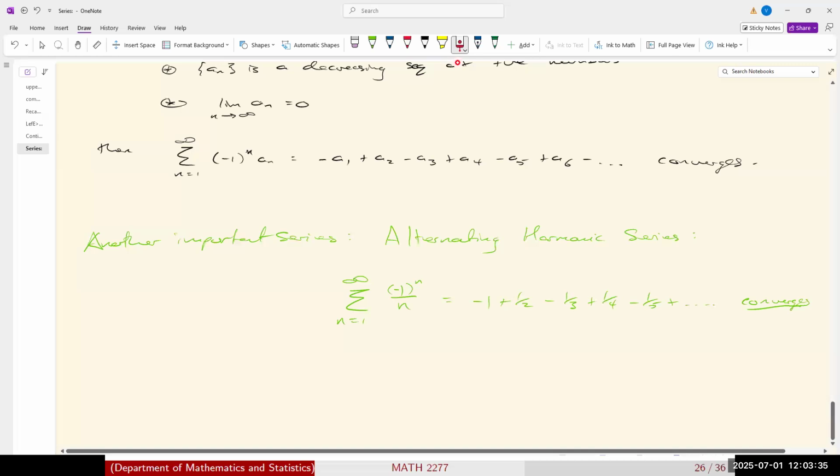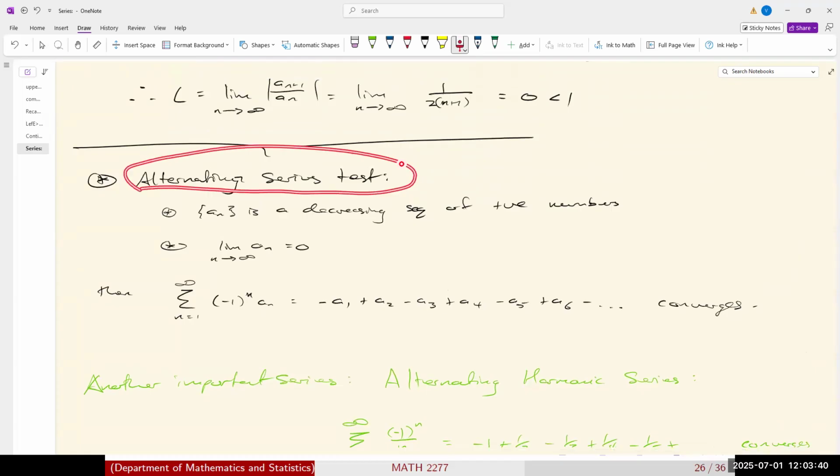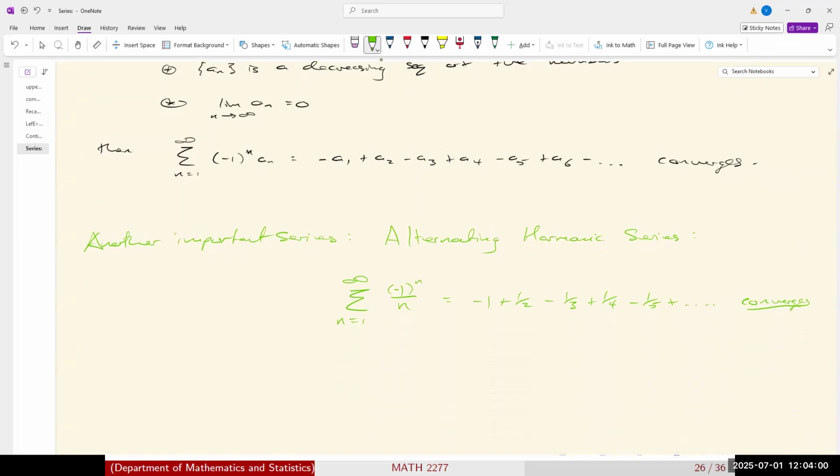So the harmonic series diverges, but the alternating harmonic series converges. How do you show the alternating harmonic series converges? You apply the alternating series test, because an, in this case, is 1 over n. An is a decreasing sequence of positive numbers. The limit of 1 over n is going to 0. So therefore, this series converges, by the alternating series test.